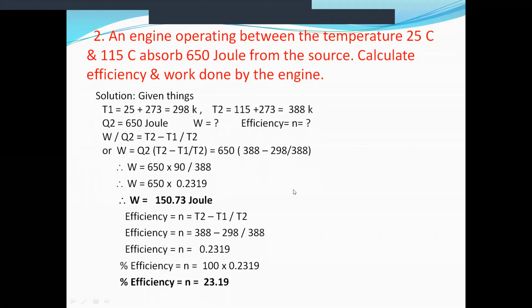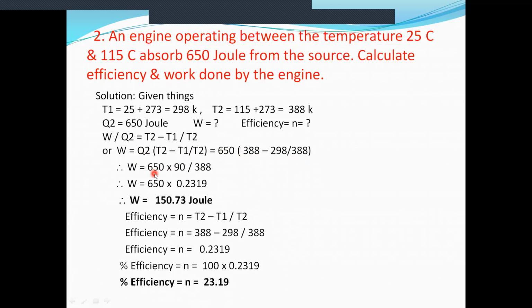Now the same formula, that is W upon Q2 is equal to T2 minus T1 upon T2. Same formula is used. Or rearranging this equation, W is equal to Q2 into T2 minus T1 upon T2. Now put the values. What is the value of T2? 650 रखिए in bracket, that is 388 minus 298 divided by 388. 388 में से आपको क्या करना है? 298 माइनस करना है. So 388 minus 298, it becomes 90.